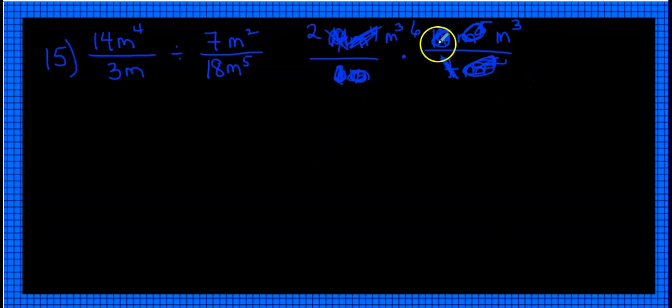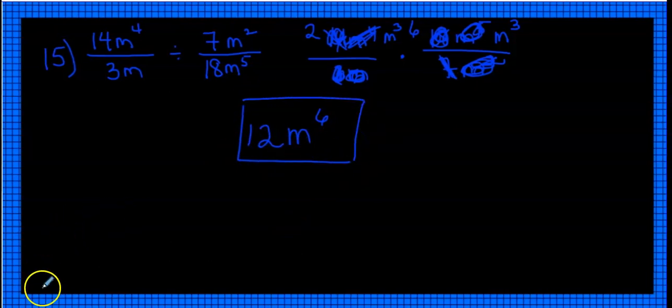So I can just multiply everything in the numerator that I have left. 2 times 6 is 12. M cubed times m cubed is m to the 6th. My denominator was 1. I don't need to write that. So this is actually my answer.